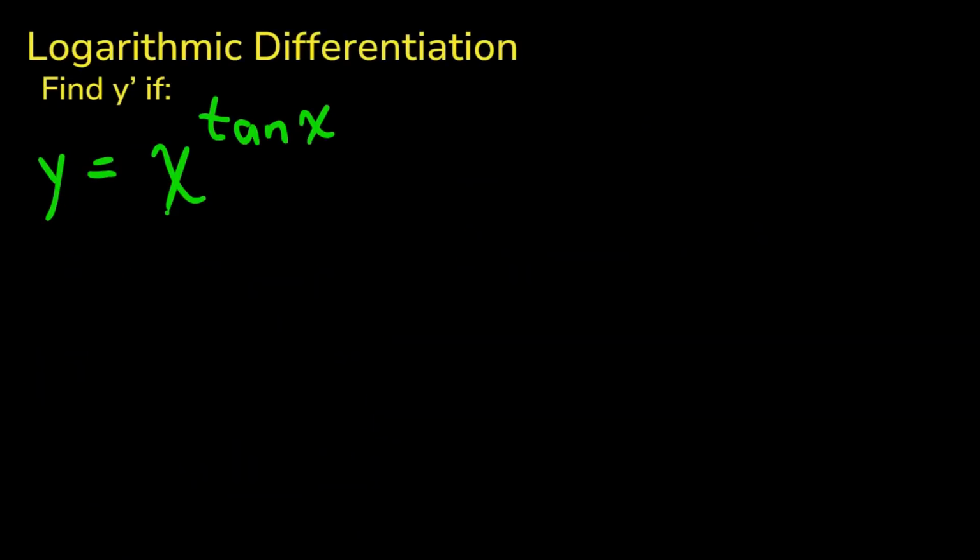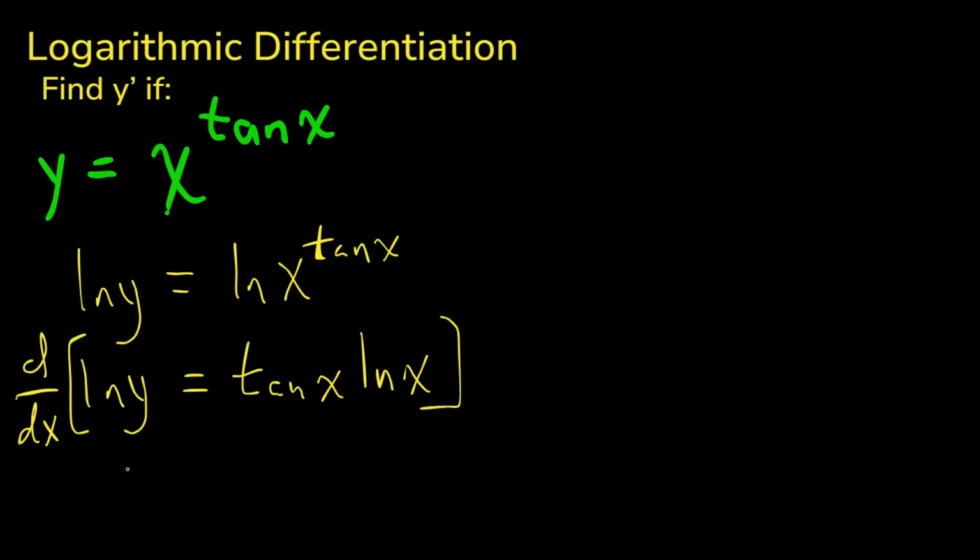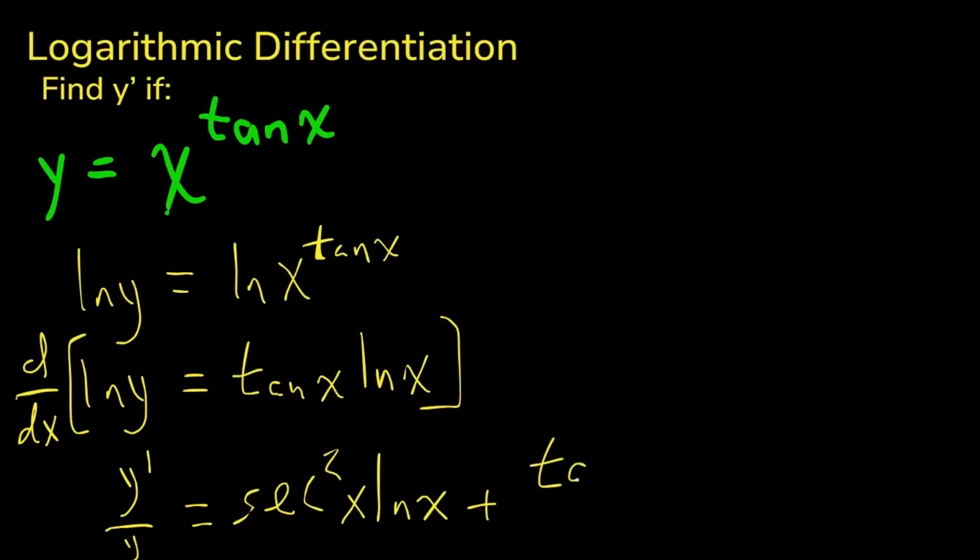This one is similar to the previous one, except the exponent is tangent x instead of x. We'll start off by taking the natural log of both sides, and then rewrite the right-hand side using the power property for logs, and then differentiate everything with respect to x. The left side, since it's natural log y, we're going to use implicit differentiation, so it's y prime over y. And the right side, product rule, derivative of the first plus the first times the derivative of the second.